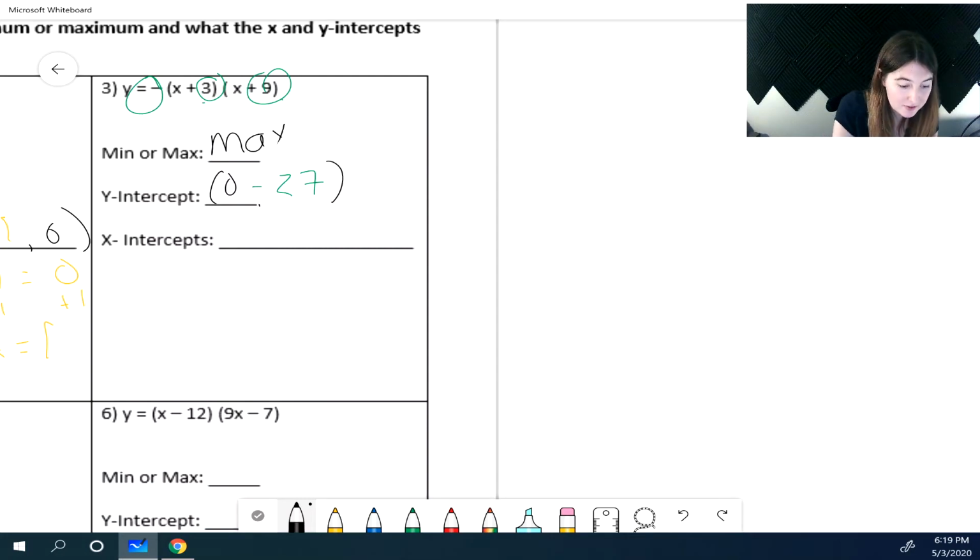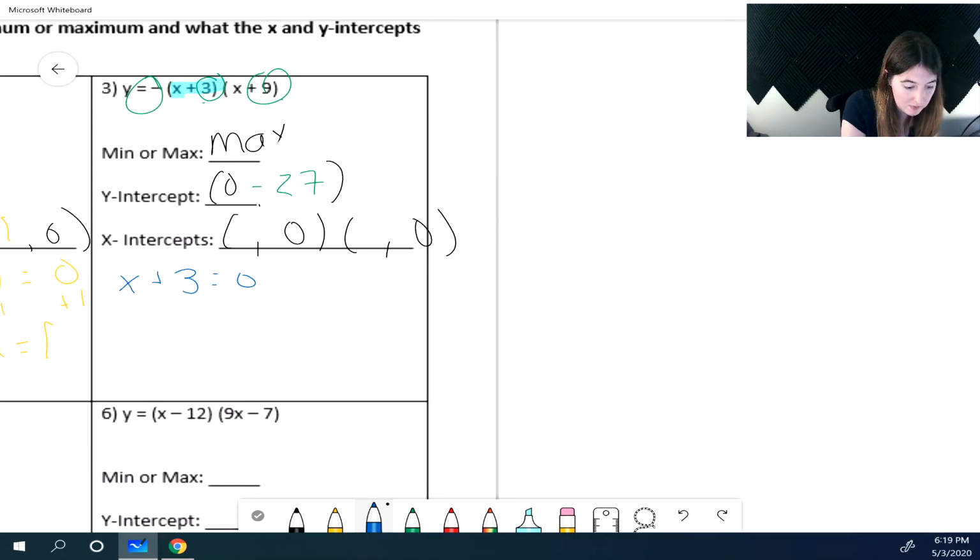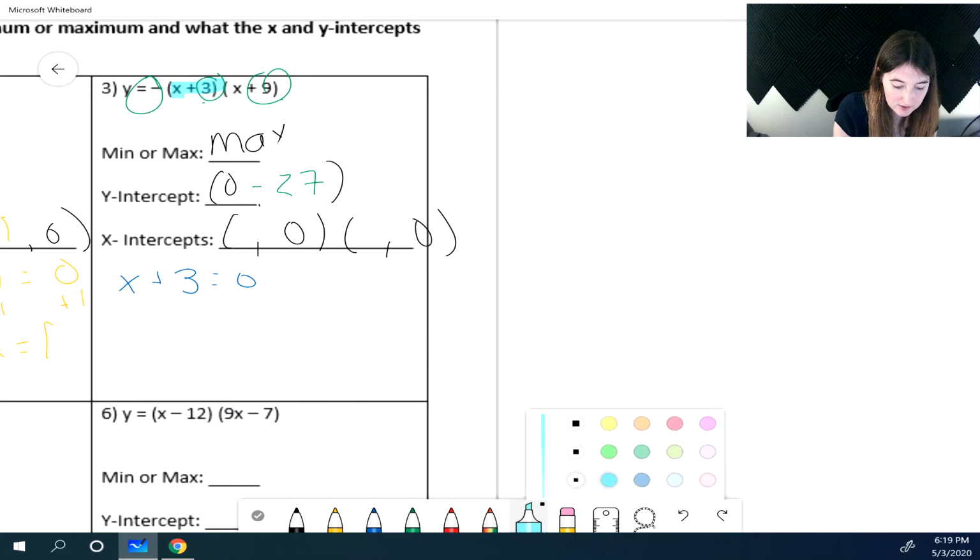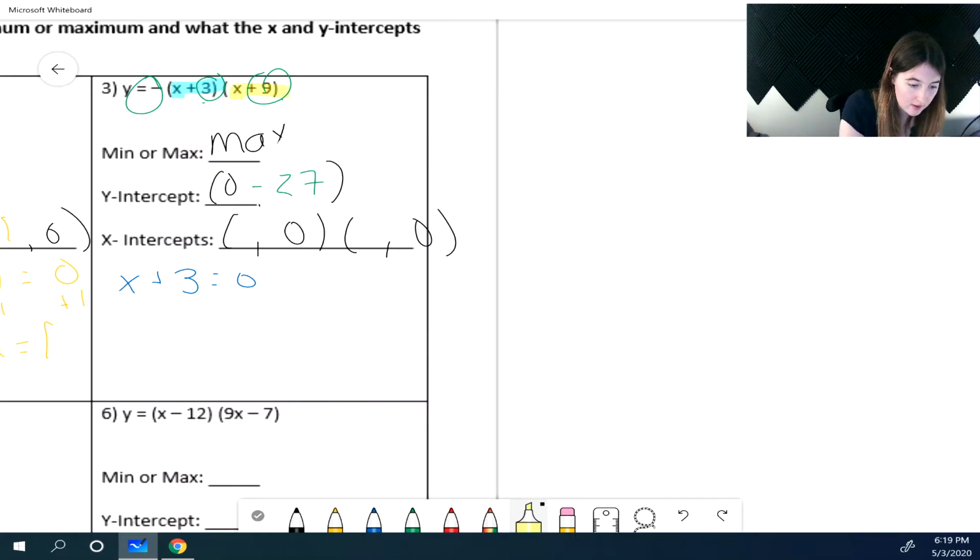Okay, now our x-intercepts. That means x is a number, y is 0. How do we find those x values? We take our factors and we set them equal to 0. x plus 3 equals 0. And our other factor here, x plus 9 equals 0. Okay, let's solve. See if you can find your x-intercepts.